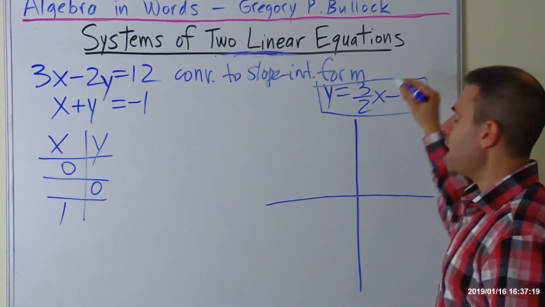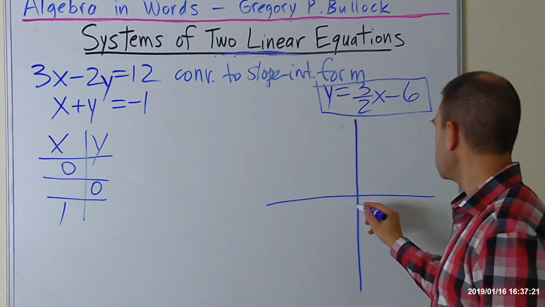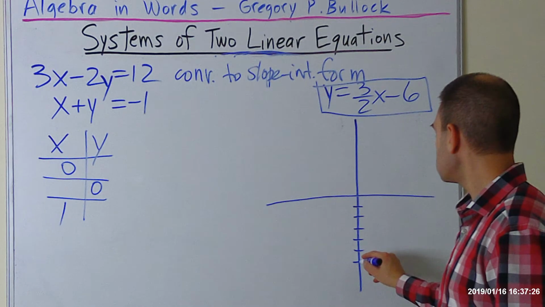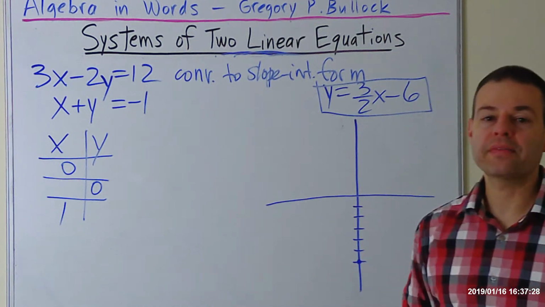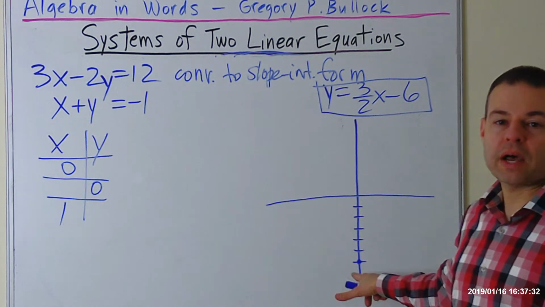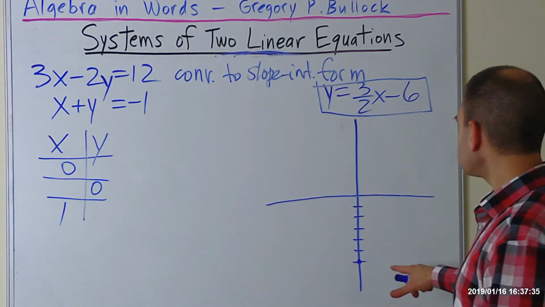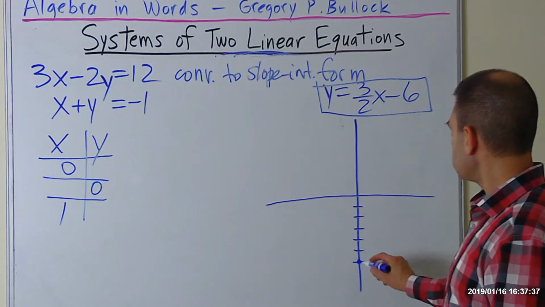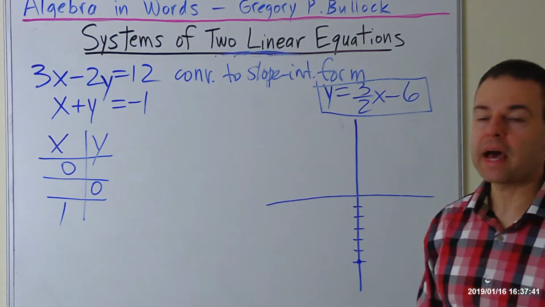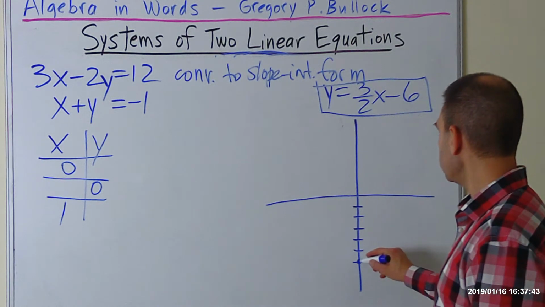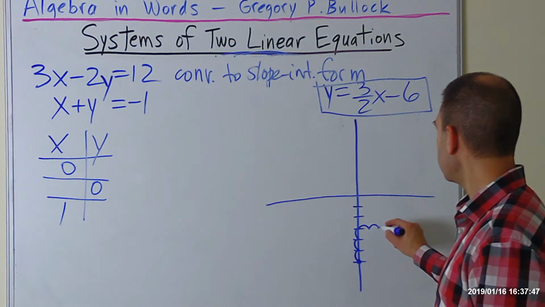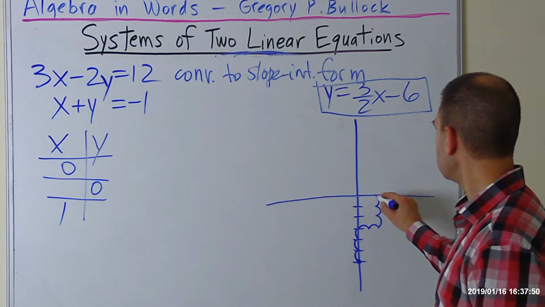So let's start with the y-intercept, which is -6, and let's go down 1, 2, 3, 4, 5, 6 units. Let's put a dot there. Because this y-intercept is already so low, let's start here, and we know that our slope is going to be 3/2. So we're going to go up 3 and to the right 2, and up 3 again and to the right 2.